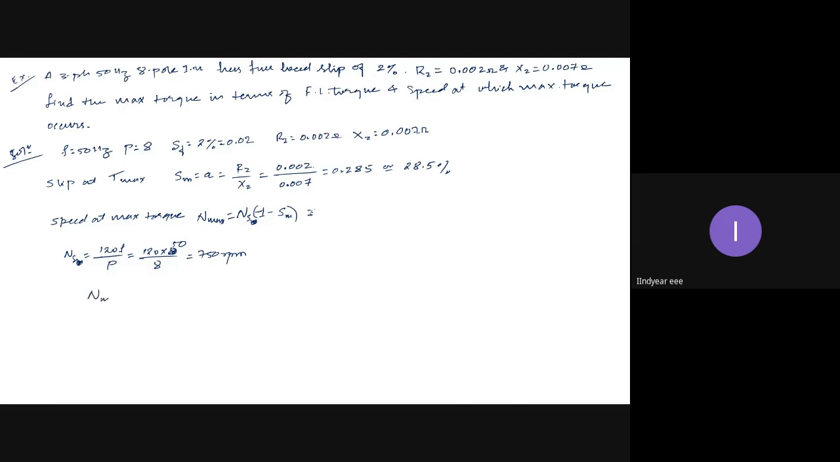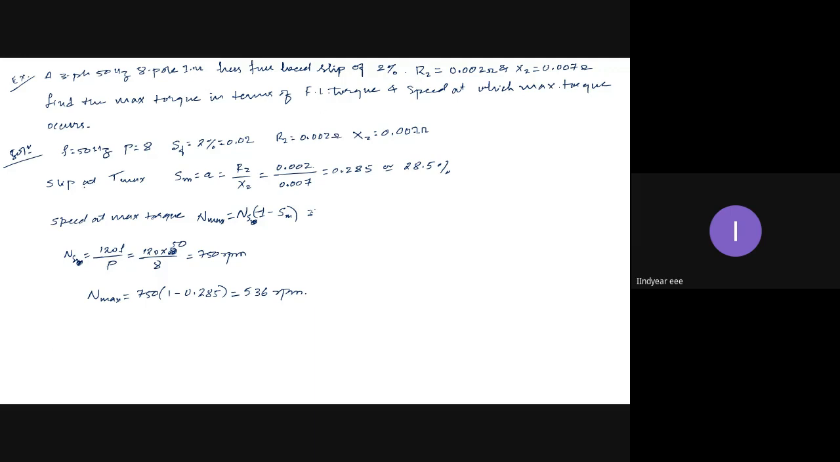So N max is equal to 750 into 1 minus 0.285. So this is 535.7 RPM. 536 RPM I will take. Now this is the new speed, the speed at which maximum torque occurs.